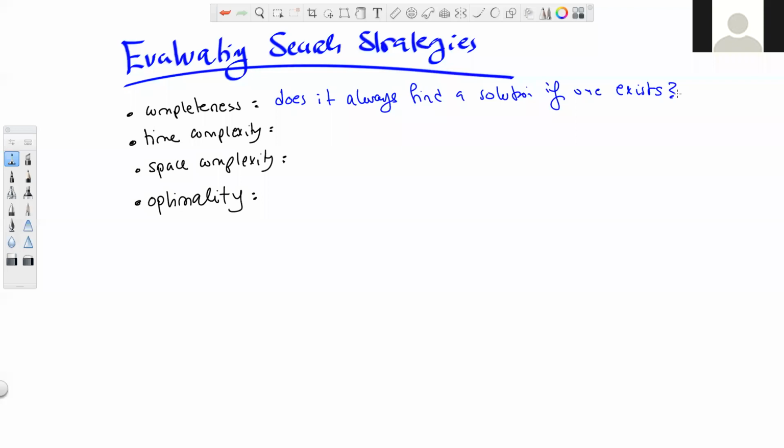You're going to say, wait a minute, how is that useful? We'll see. Time complexity is basically going to be measured by the number of nodes that are generated or expanded. And the space complexity is specifically the maximum number of nodes that we may have in memory.